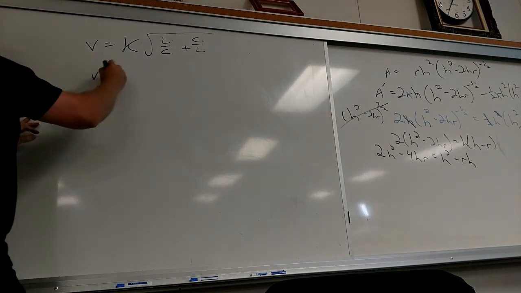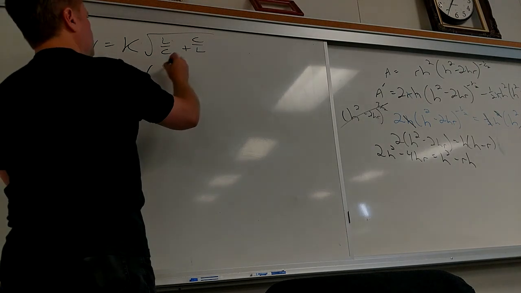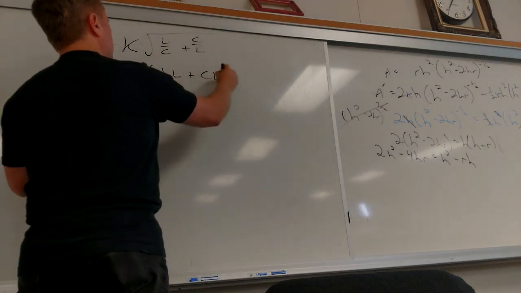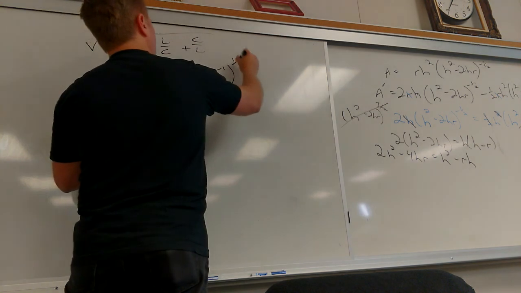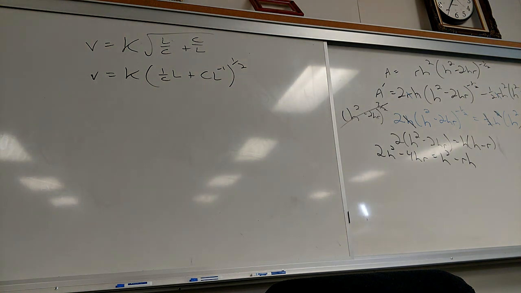So let me write this a little bit better. 1 over c times L plus c times L to the negative 1, all to the 1/2. L is the variable here, right? That's the length of the wave. So now I just attack it with derivatives.